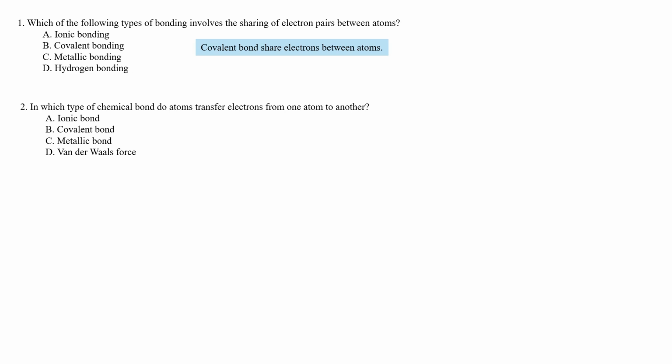Which type of chemical bond involves atoms transferring electrons from one atom to another? Electrons transfer from metal to non-metal when we are making ionic bonds.